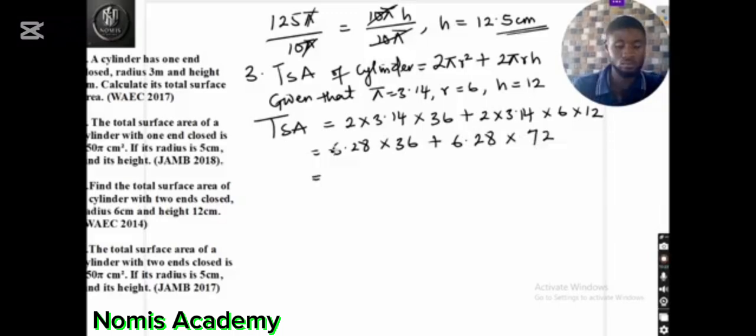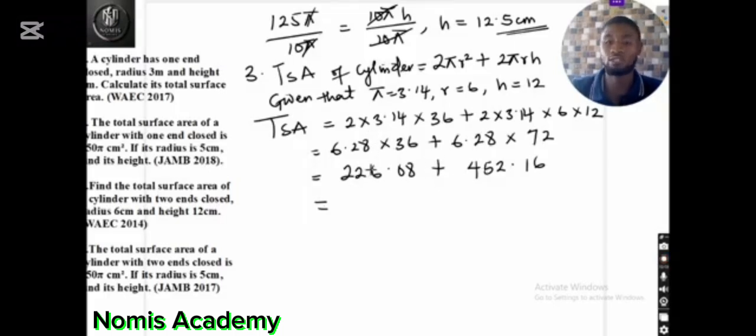So this is equal to 226.08 plus 452.16. So when we add the two together, 226.08 plus 452.16 is equal to 678.24 centimeter squared. So that is that.